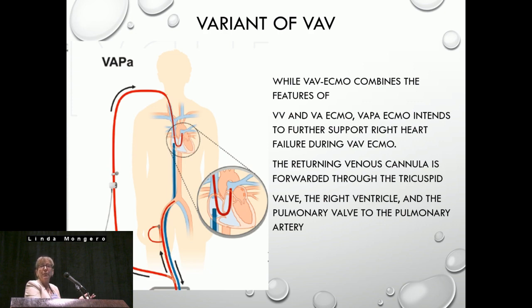And it also can be complicated and a safety issue, because if something pulls out or something blows off, air in the circuit, end of the story. While VAV ECMO combines the features of both VV and VA ECMO, VAV ECMO intends to further support the right heart failure. During VAV ECMO, the returning venous cannula is forwarded through the tricuspid valve, the right ventricle, and the pulmonary valve to the pulmonary artery. This is pretty slick.